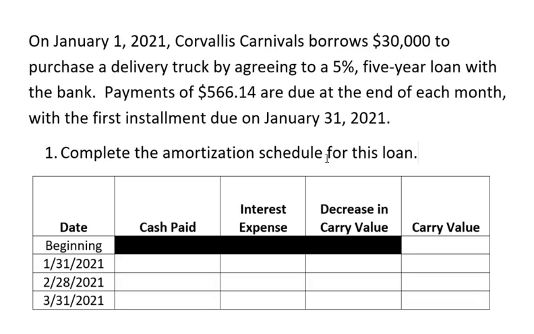All right, so let's look at an installment note that has a monthly payment. On January 1st, 2021, Corvallis Carnivals borrows $30,000 to purchase a delivery truck by agreeing to a 5%, 5-year loan with the bank. Payments of $566.14 are due at the end of each month, with the first installment due on January 31st, 2021, which is 1 month later.